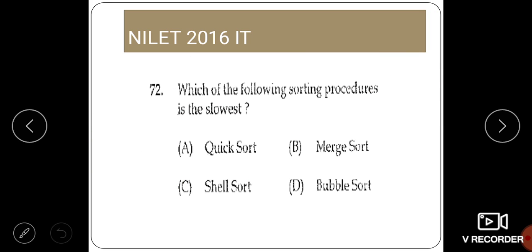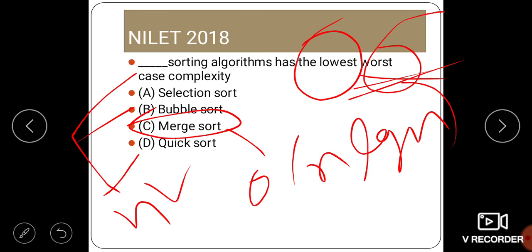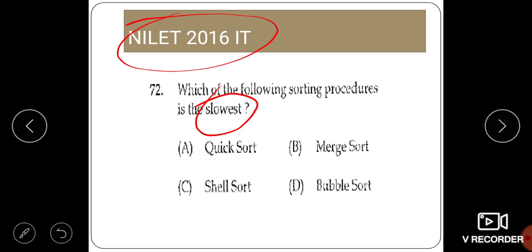Now next is the same question asked in NIELIT 2016 IT, where it says slowest, and here it is mentioned lowest. Slowest and lowest both mean the same, so our answer should be merge sort.